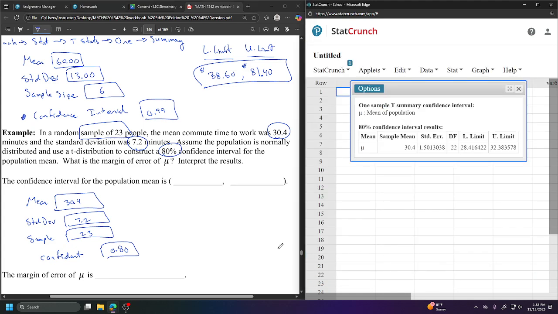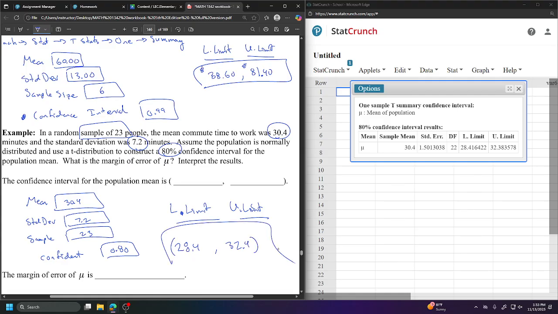Hit compute. So I got my lower limit. I got my upper limit. So I'm 80% confident that the average time for all of America is between 28.4 and 32.4 minutes. There you go. Cool.